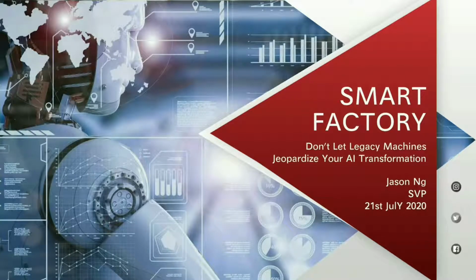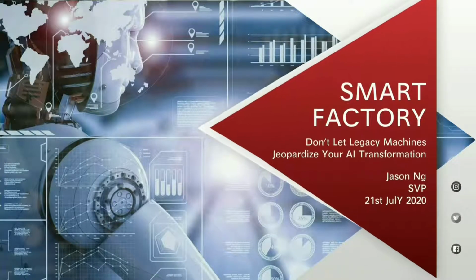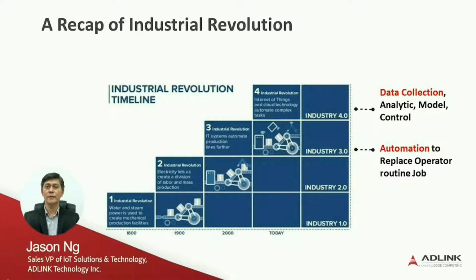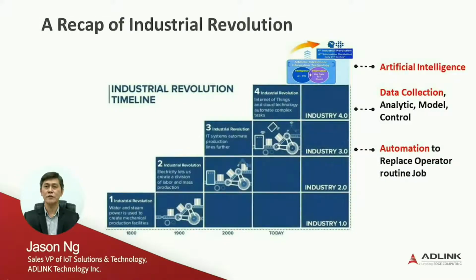The topic today tells you we are going to talk about how a legacy machine can transform into a modern machine. Before we start, let's have a recap of the Industrial Revolution. During Industrial Revolution 3, the key focus was on automation. Industry 4.0 is about data collection, analytics, data modeling, and control. In recent years, AI has been introduced to further improve the process of work. Today, we are going to focus on data collection, AI integration, and automation for legacy machines.